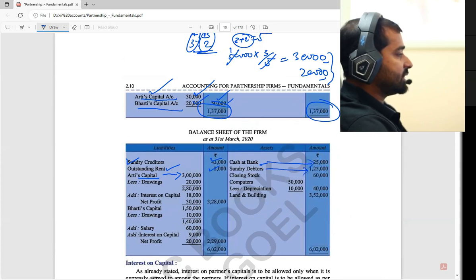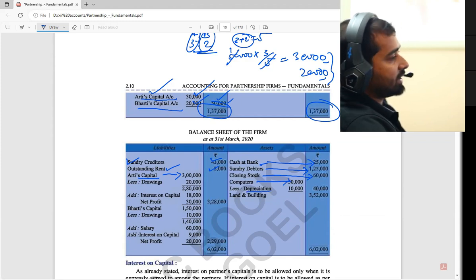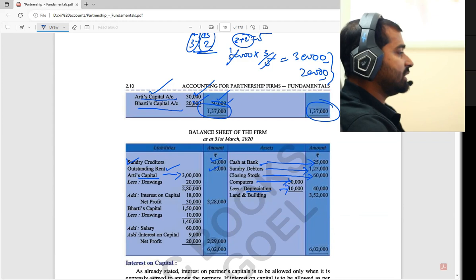Sundry debtors we have seen, 1,25,000. Closing stock was in the adjustment. Computer, less depreciation. How much depreciation amount have we taken on the debit side? That is 10,000. Land and building 3,52,000. Now you see this side, sundry creditors, that is 43,000. Outstanding rent, that is 2,000.